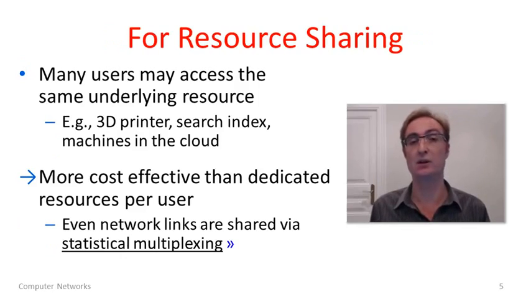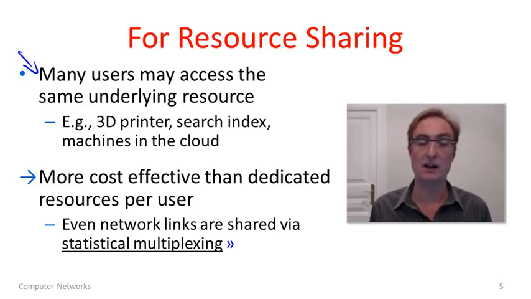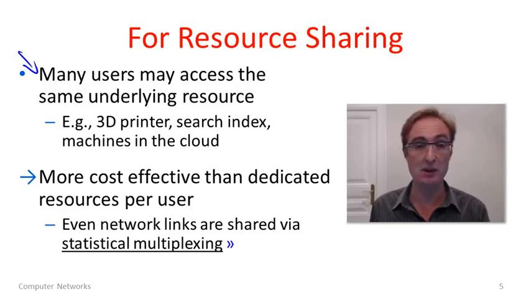Another important reason that we build computer networks is for resource sharing. That is, to allow many different users to access the same underlying resource. Now, the classic resource which was shared was a printer. Imagine in a company network, instead of giving everyone an individual printer, you put one on the network and everyone accesses it. They're sharing this resource. That's wonderful. Today, maybe you're not sharing a printer so much, but there are other resources which you're still sharing. Maybe it's a 3D printer today, maybe we're all sharing Google Search Index, or even we're sharing machines which are in the cloud being used.